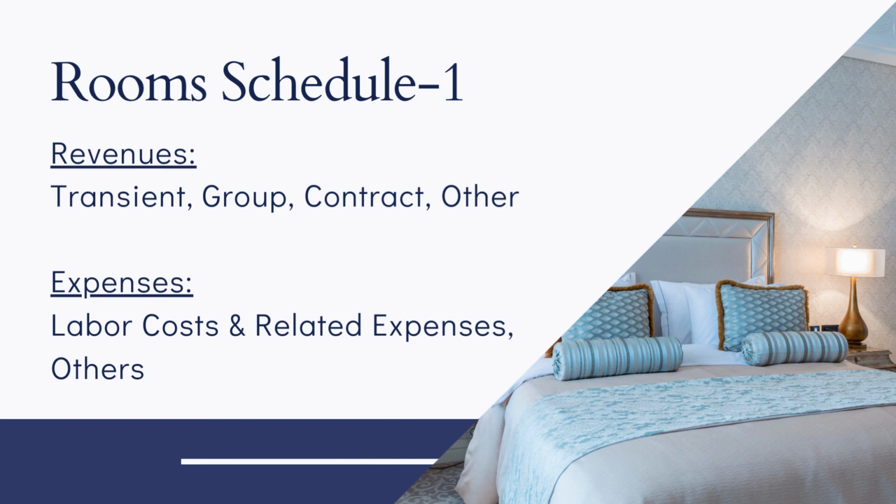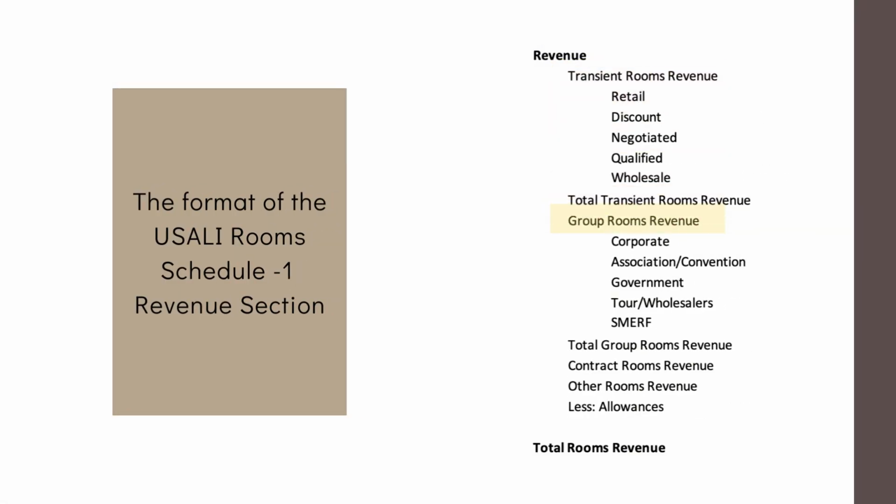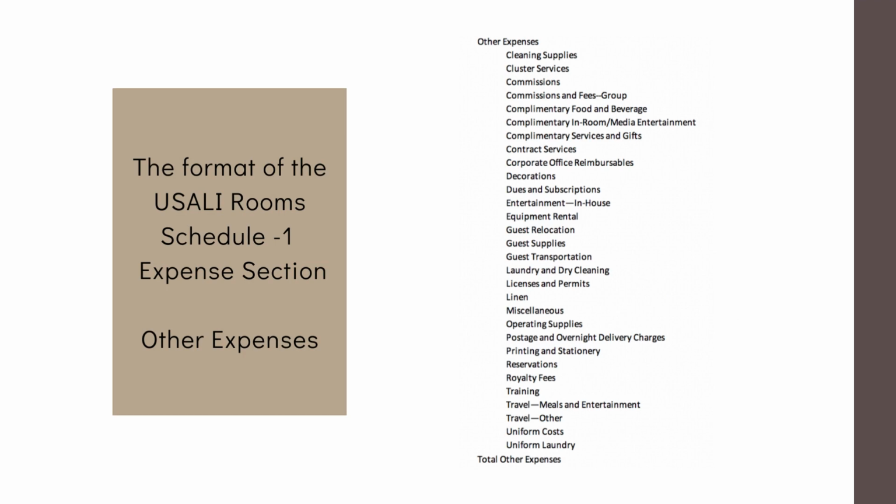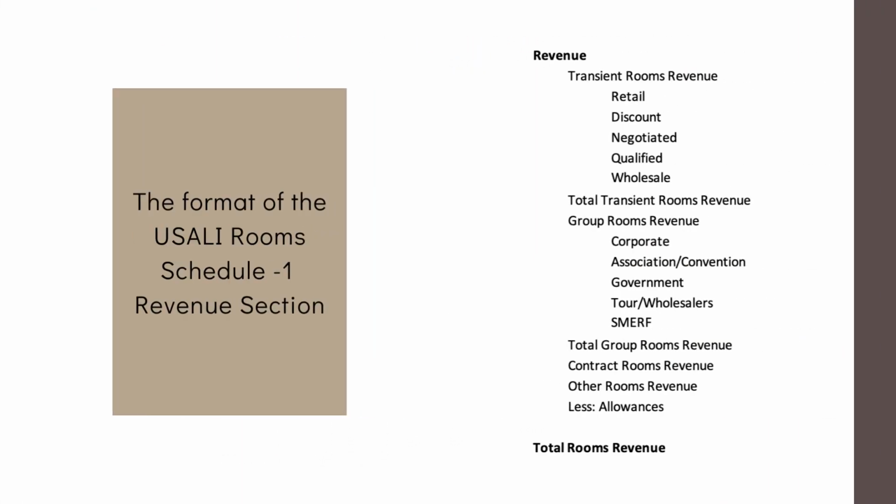This one has two big sections, revenues and expenses. The interesting thing here is how the USALI breaks down room revenue into some key categories: transient, group, contract, and other. On the flip side, expenses are split into labor costs and related expenses, as well as other expenses. Now, let's talk about the heart of a lodging property's income, renting out rooms and suites to our wonderful guests. That's where these revenue categories come in.